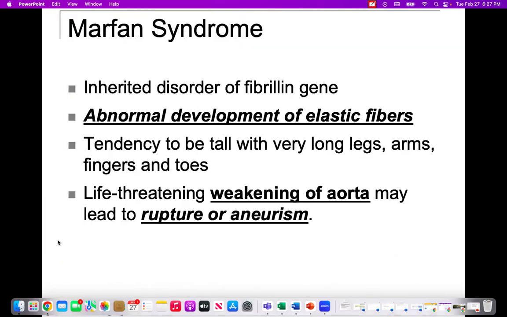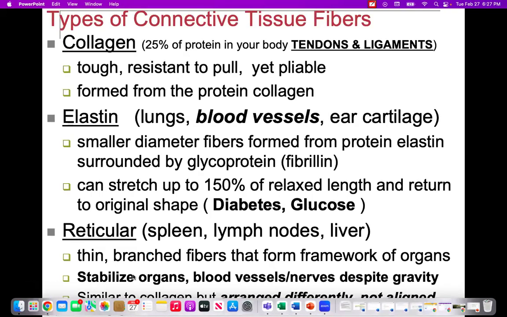Collagen is a very important protein. It makes up about 25% of the protein in the body. It's commonly found in tendons and in ligaments. It's a tough type of protein. It's resistant to tension and pulling, and it's pretty pliable. And collagen is found in skin, hair, blood vessels, and it's even found in bone.